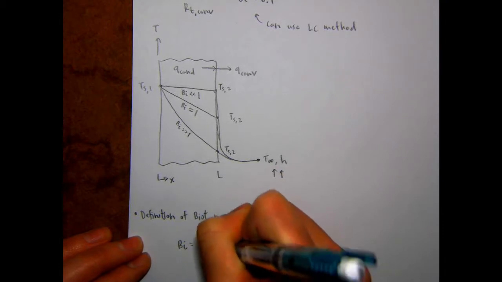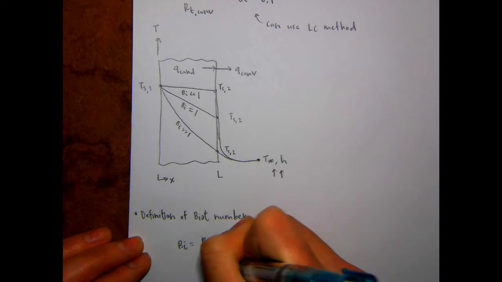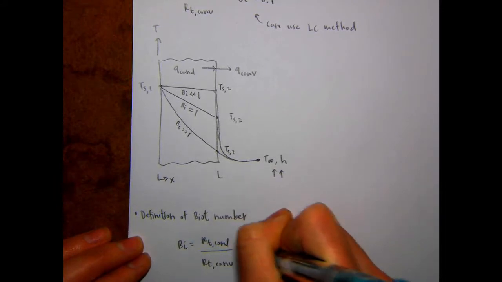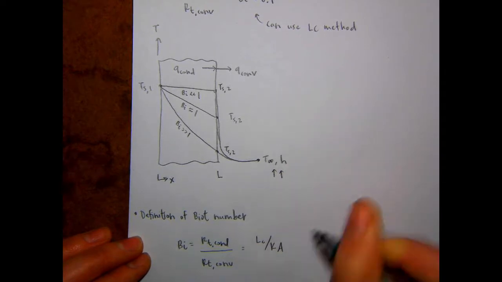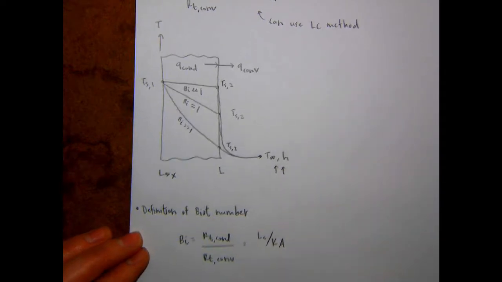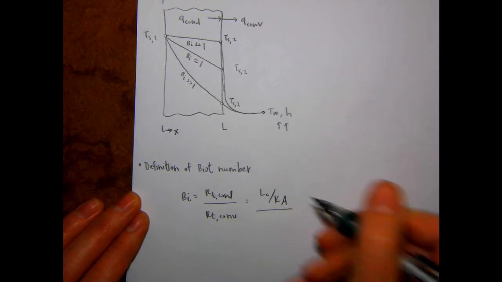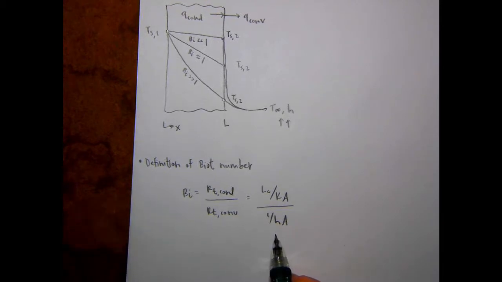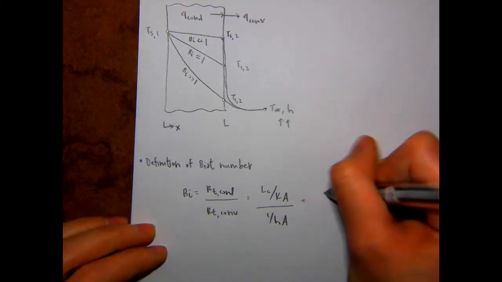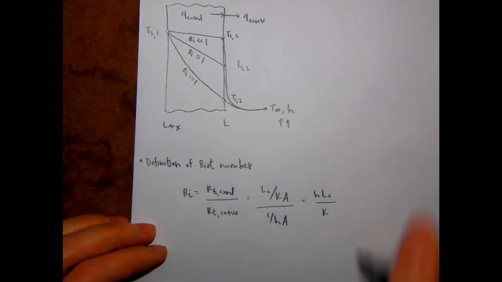Okay, so we said it's equal to the conduction over convection thermal resistances, which we have expressions for, right? The conduction thermal resistance is L over kA, and we're going to say L sub c here, and I'll talk about why we say L sub c in a minute. L sub c over kA divided by 1 over hA. So these are just the expressions for the thermal resistances that we already know. And if you reduce that, you get h L sub c over k.